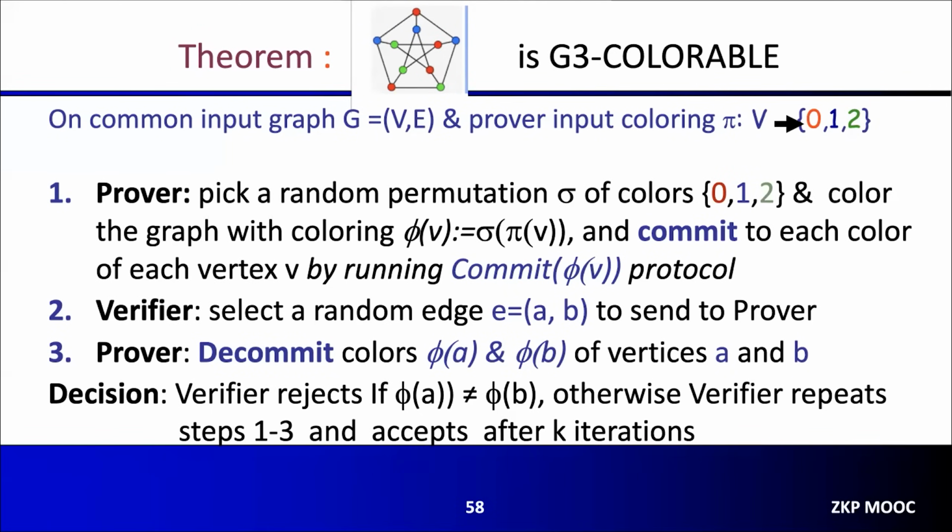Completeness, what does that mean? If the graph is 3-colorable, an honest prover can always convince the verifier to accept. Yes, because he can always color it properly. And no matter what edge is being requested, he can always give the proper coloring.